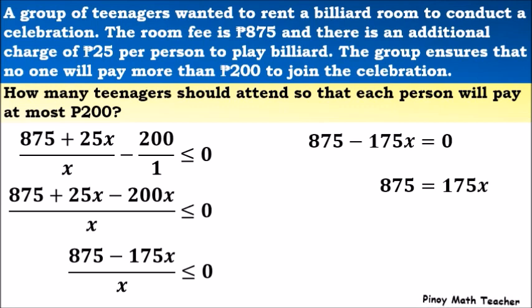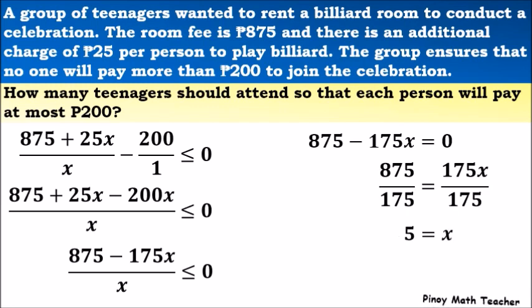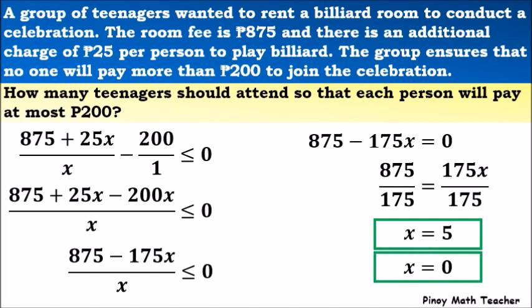Okay, 875 equals 175x. Divide natin both sides by 175. Okay, so 5 equals x or x equals 5. So, ito na yung ating isang critical point. Yung denominator naman, so x equals 0. Okay, ito yung ating pangalawang critical point.